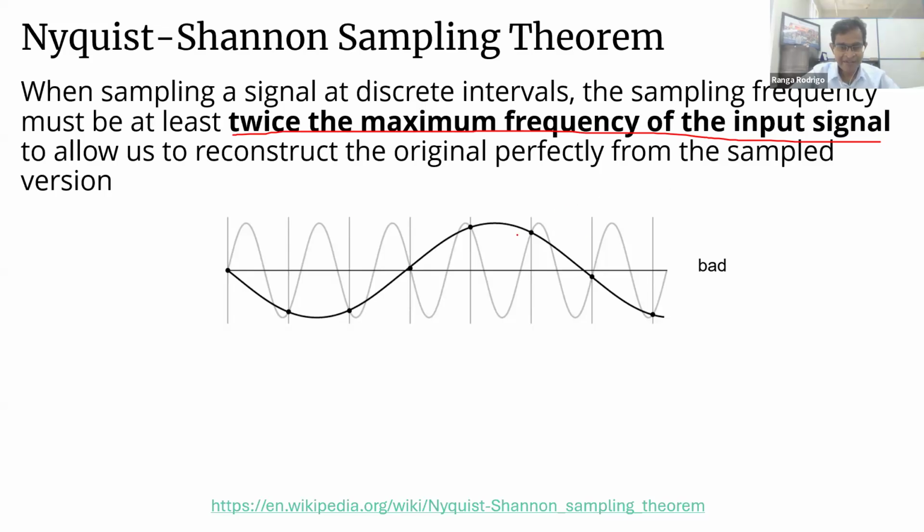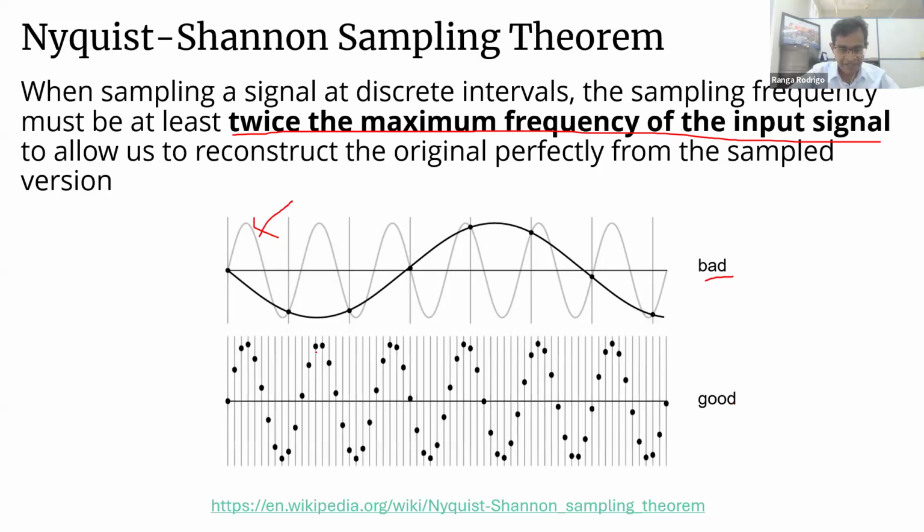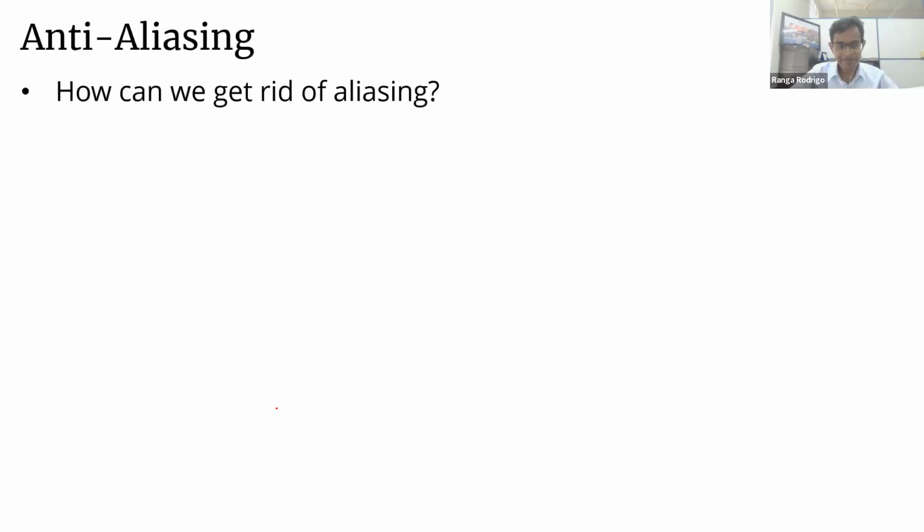So you can see this is bad. This input signal has high frequency, but we have sampled at a lower frequency. This is good, if you sample like this is good. Then the input sinusoid can be reconstructed with that.